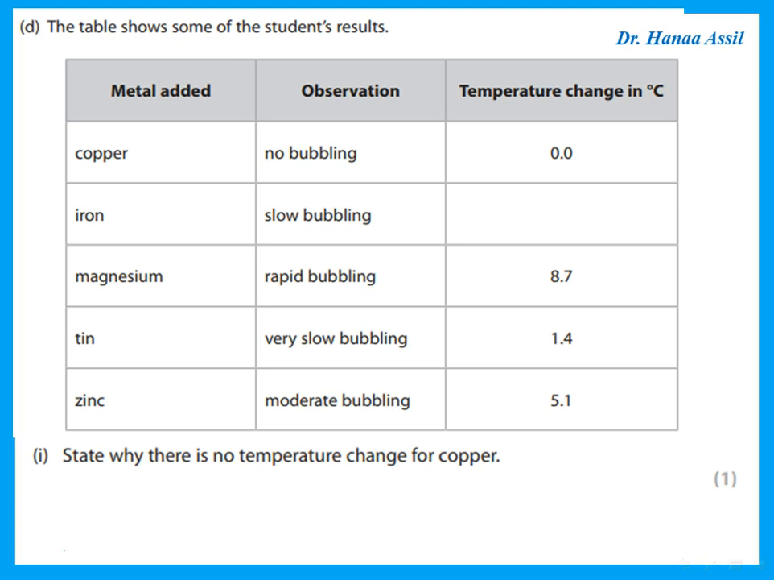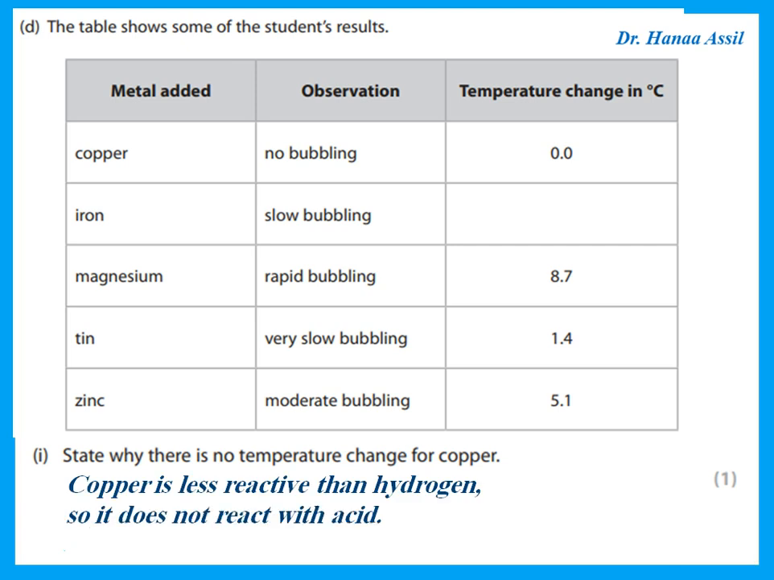The table shows some of the students' results. State why there is no temperature change for copper. So where is copper? Copper, the temperature change is 0. That means that when he put the copper in the acid, no change in temperature. Why? Well, we should know that copper is less reactive than hydrogen, so it will not react with acid. Remember that in the electrochemical series, copper is below hydrogen, and we said that means copper does not react with acid or with water.